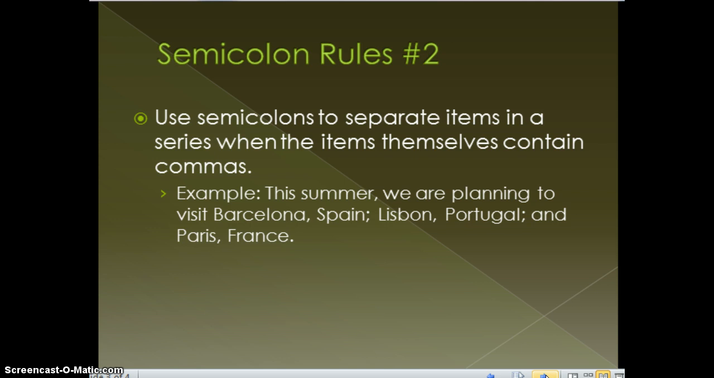So you want to use semicolons between items that already have commas within them. So this summer we are planning to visit Barcelona, Spain; Lisbon, Portugal; and Paris, France. So essentially, the semicolons just take the place of the commas between the items.